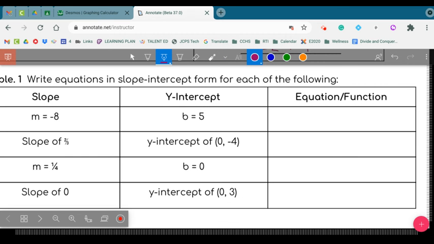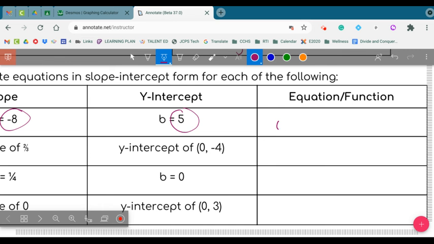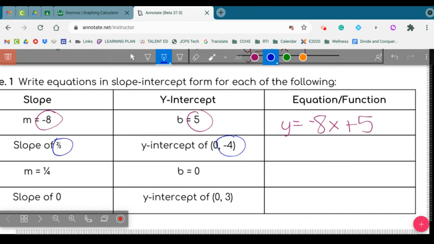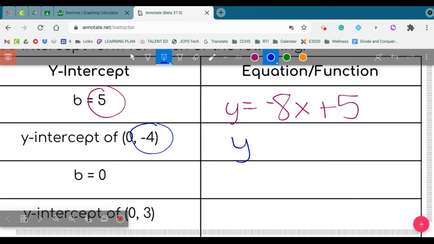So let's do some more examples. We have a slope of -8 and a y-intercept of 5. So we're going to have y equals -8x plus 5. Next one, we have a slope of 2/3 and a y-intercept of -4. So it's going to be y equals 2/3 x minus 4.